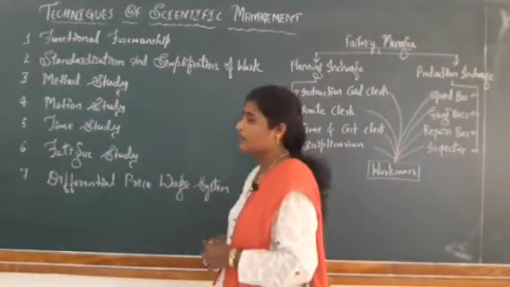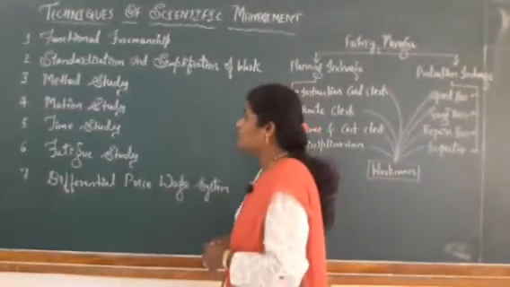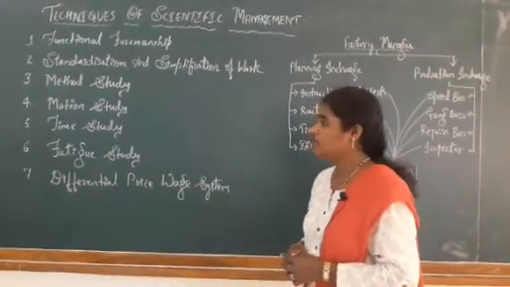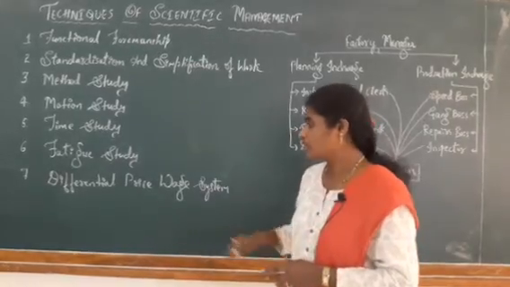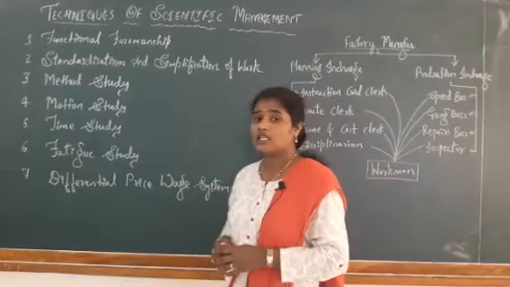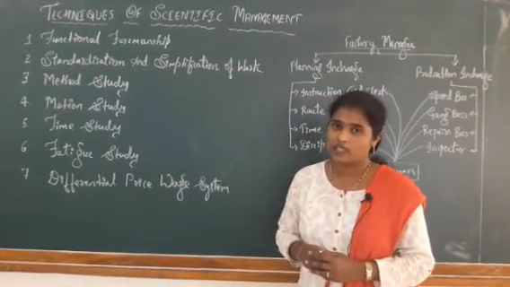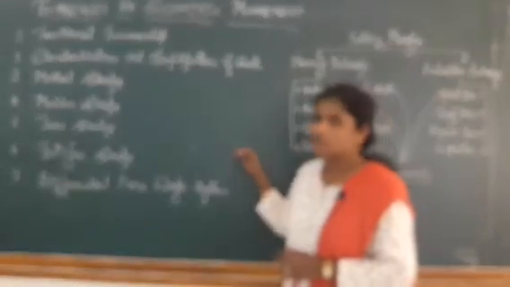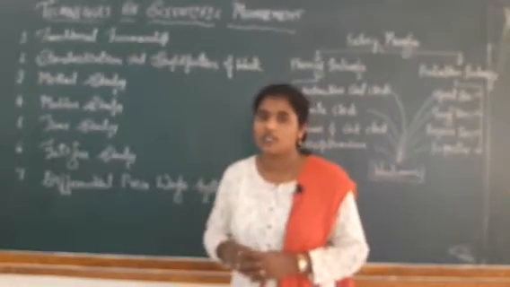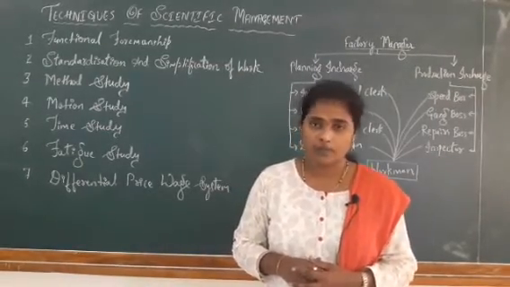Which are those? First one is functional foremanship, then standardization and simplification of work, method study, motion study, time study, fatigue study and differential piece wage system. So, these are the important 7 techniques of scientific management. Let us see how these techniques are to be used, and what the benefits are when you use the techniques of scientific management.